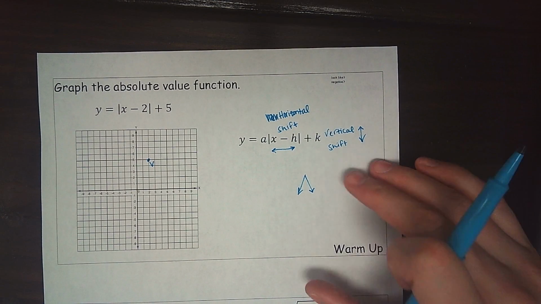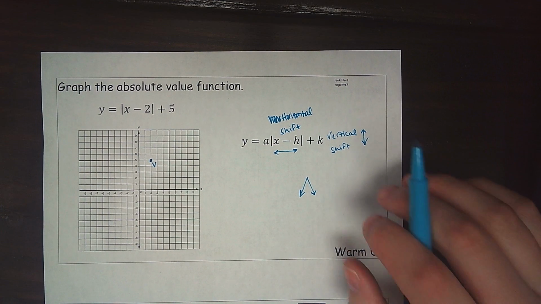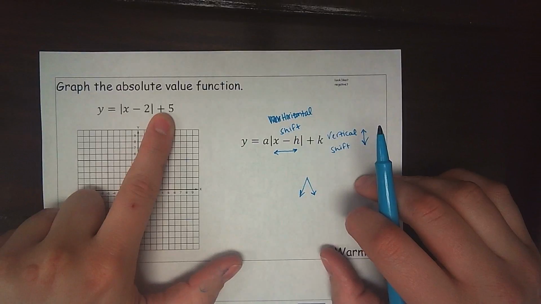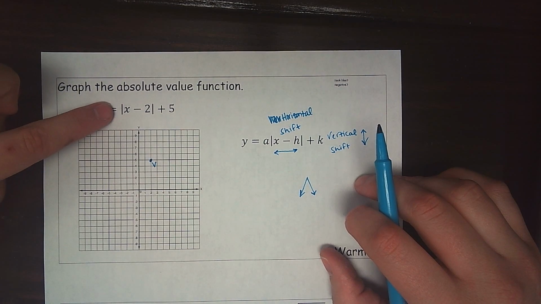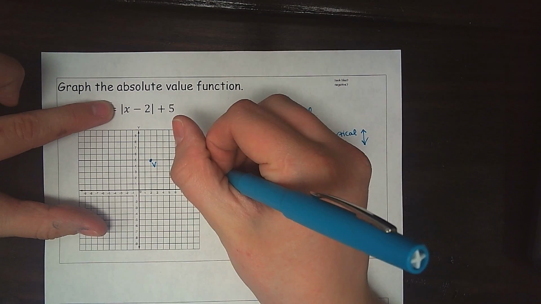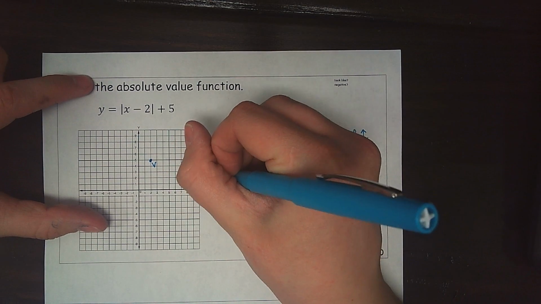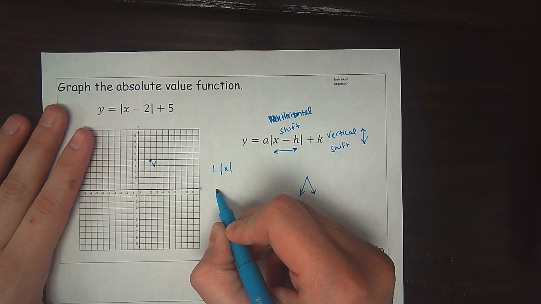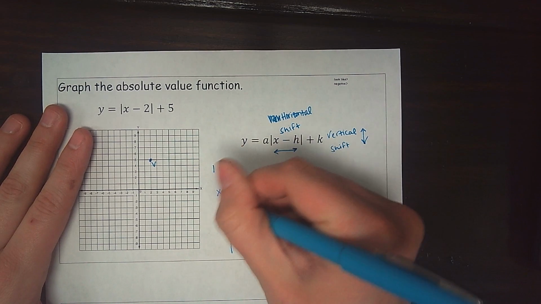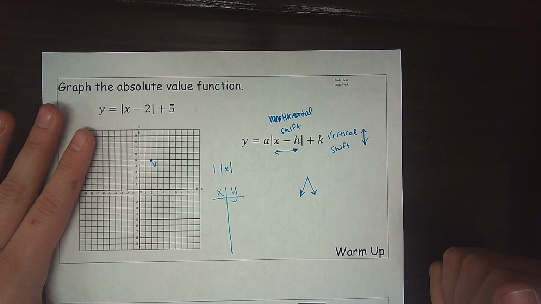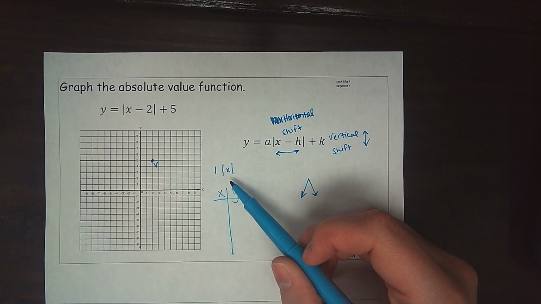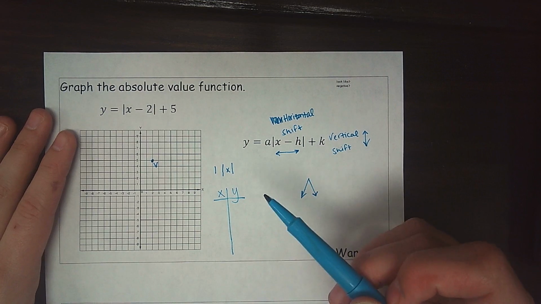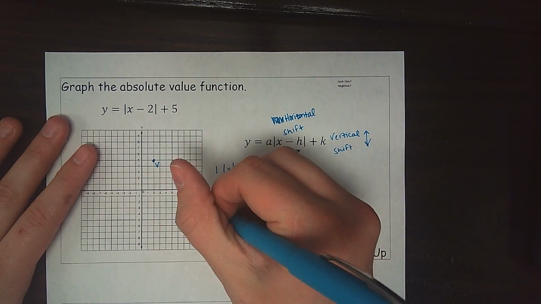Now I need to figure out what I haven't done anything with yet. I took care of my horizontal shift and my vertical shift, but I haven't done anything with that A value, which is technically a 1, and I haven't done anything with the absolute value of x. So now we're going to think of that input versus output idea. I'm going to make a table. In this case, because I can take the absolute value of any number really easily, I'm going to use my basic 5 for my inputs.